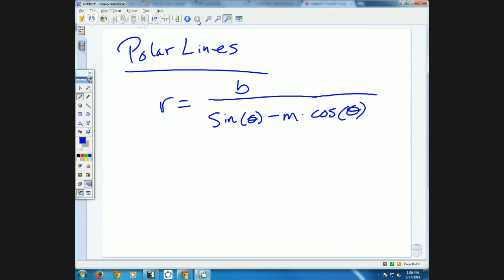So just a couple things to note. Compared to the last thing we did, r equals cosine of 3 theta, that was a pretty simple equation that made this complicated curve. On the other hand, a line is a pretty simple thing, but in polar it's got quite a complicated equation, doesn't it?